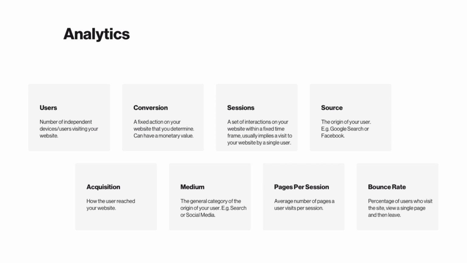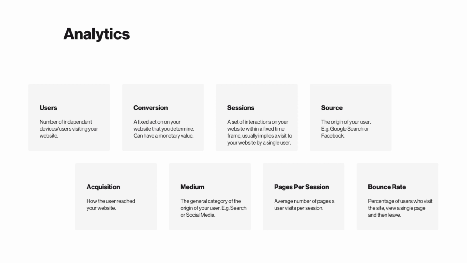A user is defined as an independent device visiting your website. What this means is that if a user visits your website both on their mobile device and on their desktop computer, that will count as 2 users. Users is a good metric for tracking the overall exposure of your site to the public. A session is a set of interactions on your website within a fixed time frame by a single user.